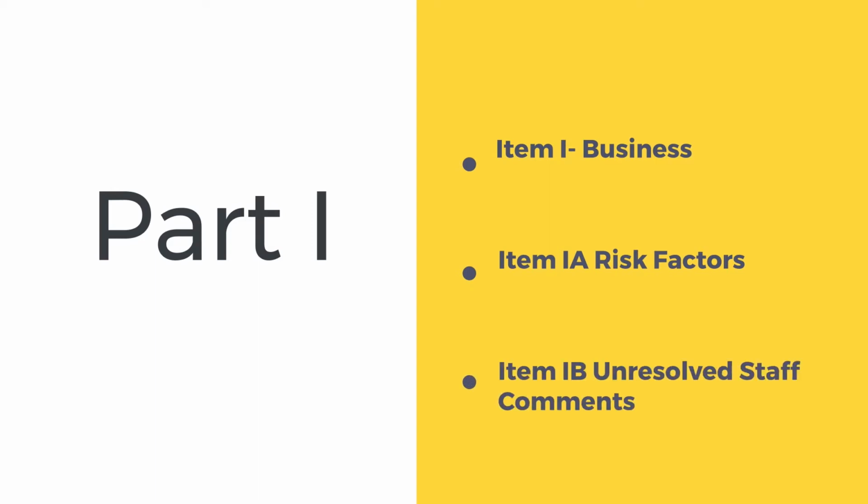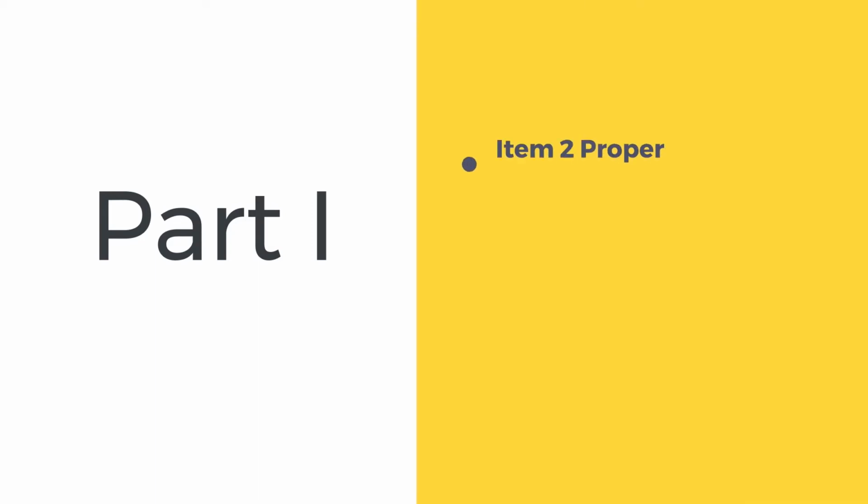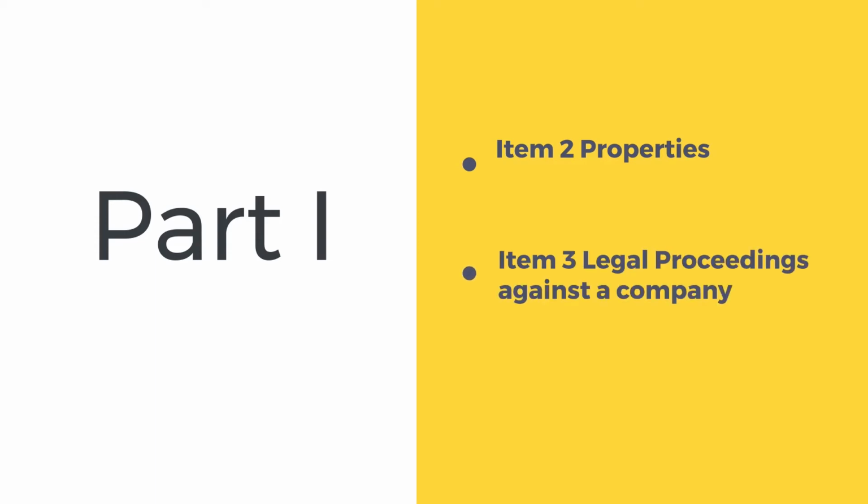Item 2 are properties, and that could include details on whether their real estate is owned or leased and how that could have implications on what their assets or their balance sheet looks like. And then you have Item 3, which is legal proceedings against a company, which can be very interesting if you read some 10Ks. Item 4 is mine safety disclosures, and obviously, this only applies if it's specific to a company that's in mining. And then you have Part 2.